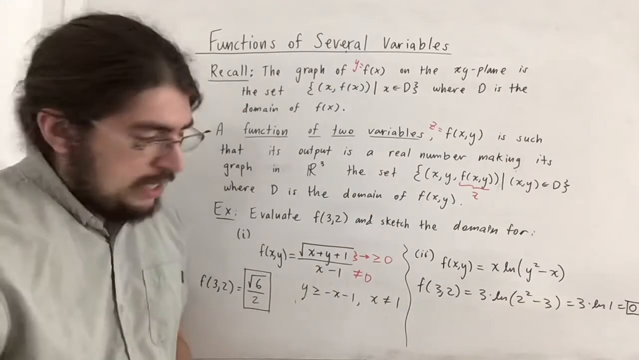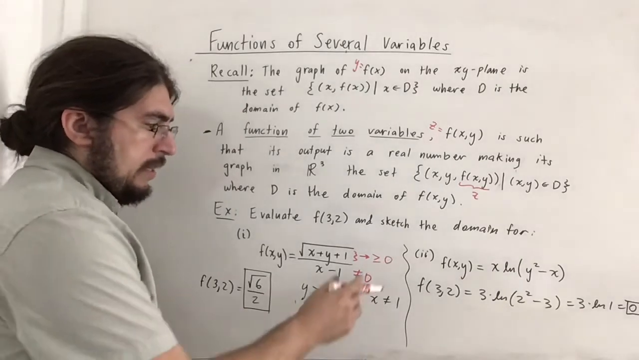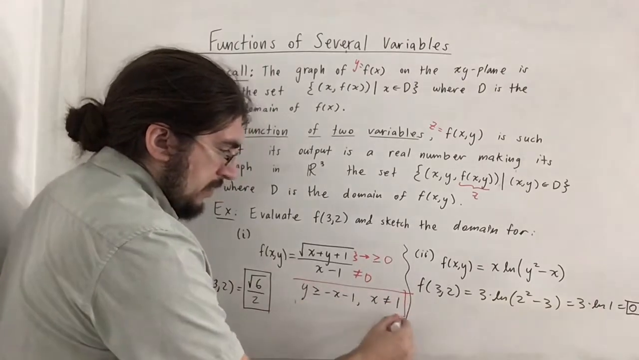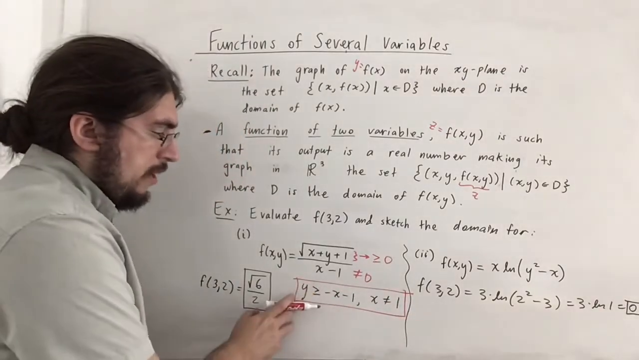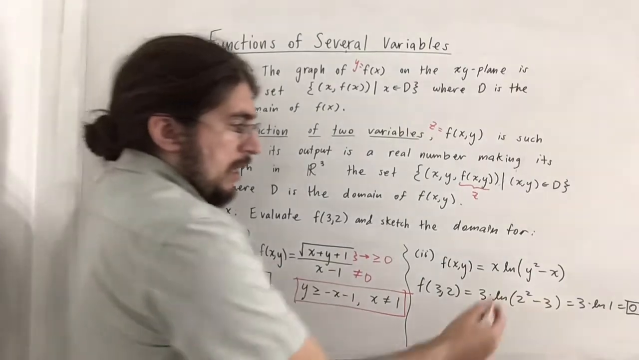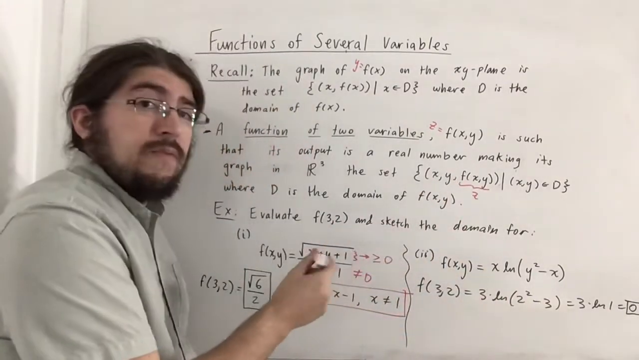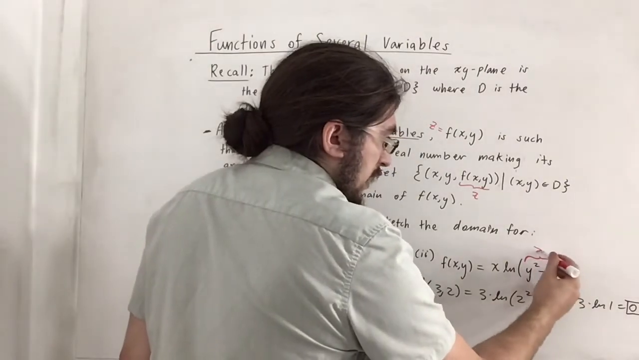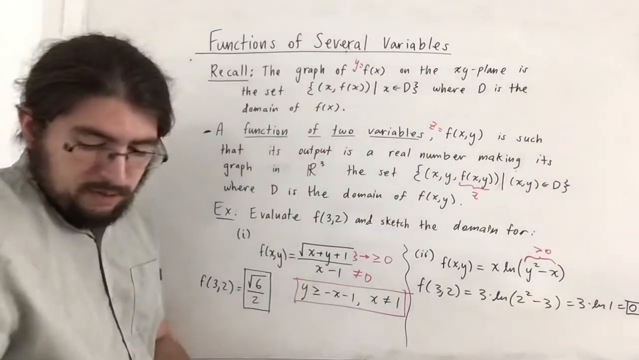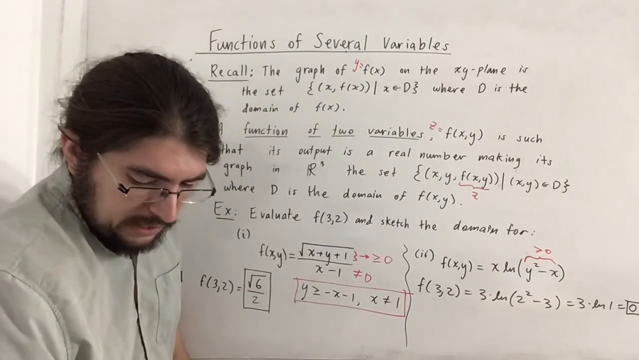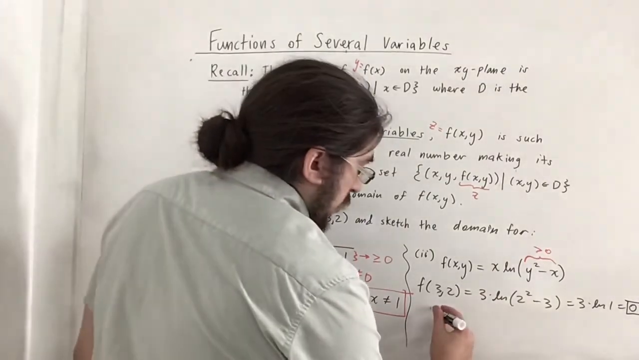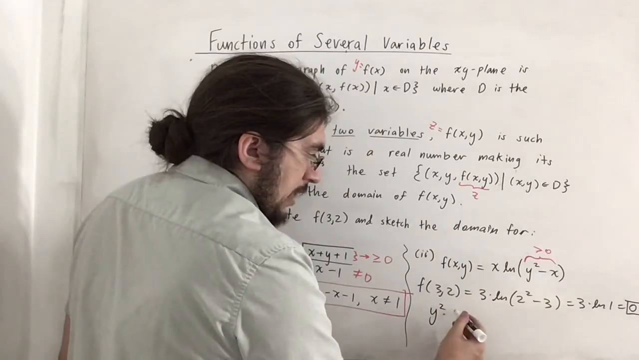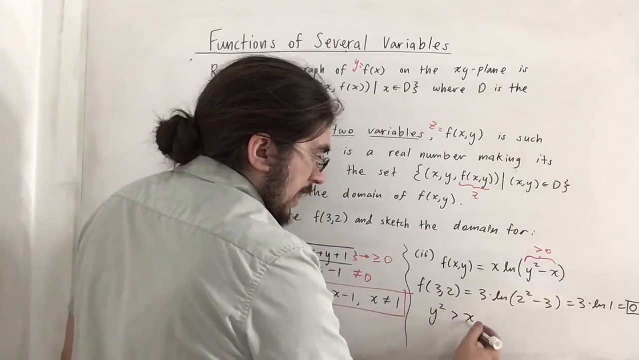And in fact, that leads me to my next idea here. Similarly, how we found the domain of this, for the domain of this function, multiplying by x is fine for any value of x, but ln only exists when the inside is positive. So the inside must be bigger than 0. So if we actually solve that inequality, we get y squared minus x is bigger than 0, but if you add x to the other side, we get y squared is bigger than x.